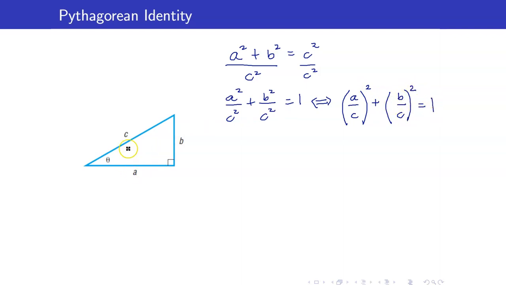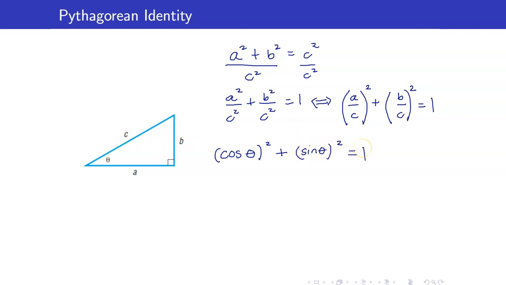What is a over c? Take note that a over c is adjacent over hypotenuse. A over c is cosine of theta, and then you square, plus what is b over c? B over c is opposite over hypotenuse, so that's sine of theta.